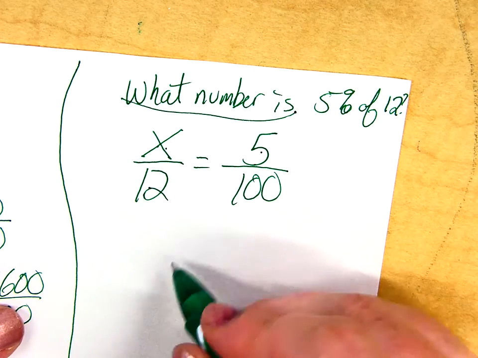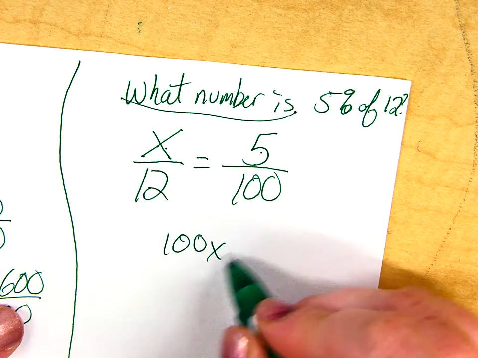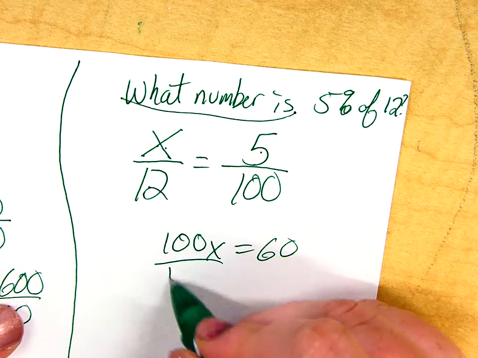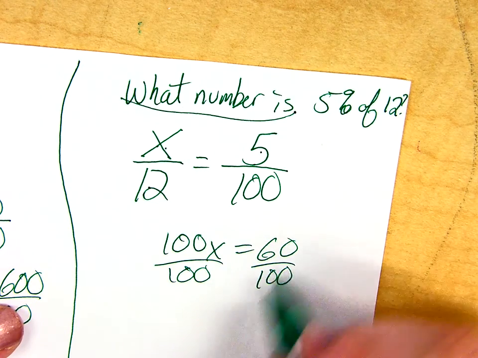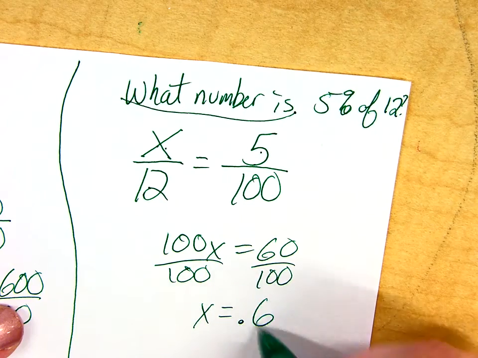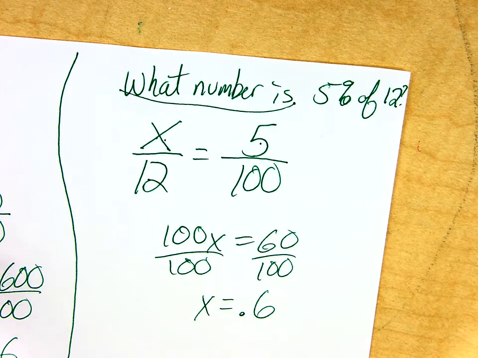Okay, cross multiply. Quick. I get 100x equals 60. Divided by 100, 0.6. Should this answer have a percent sign on it or not? No. You only put a percent sign on your answer when you're looking for a percent.